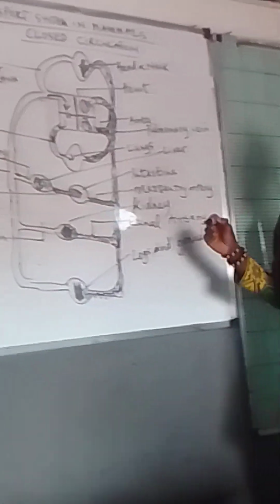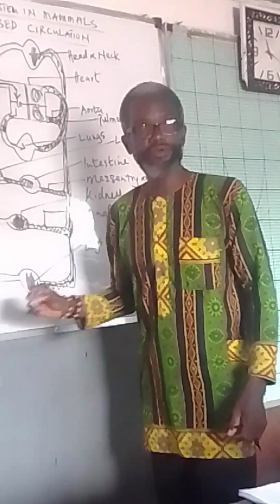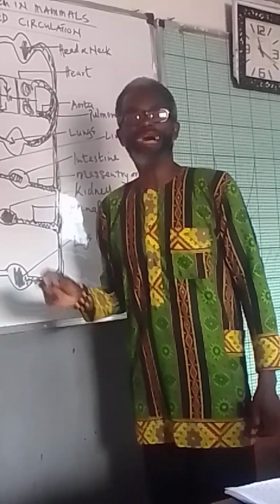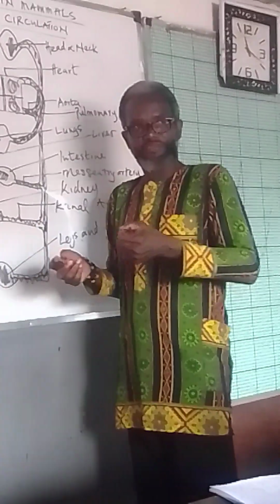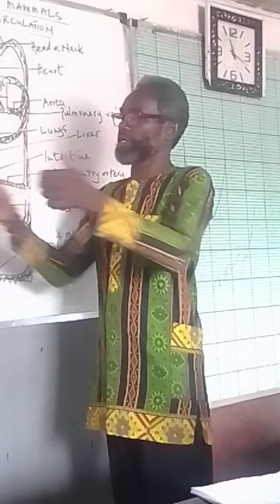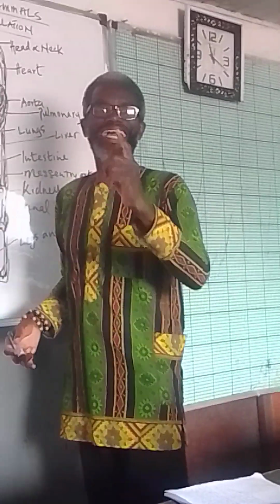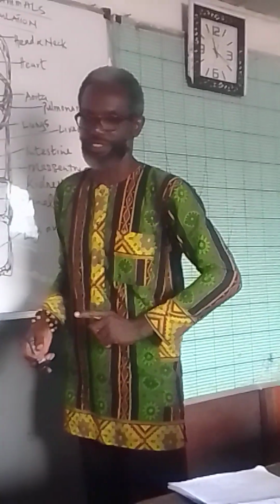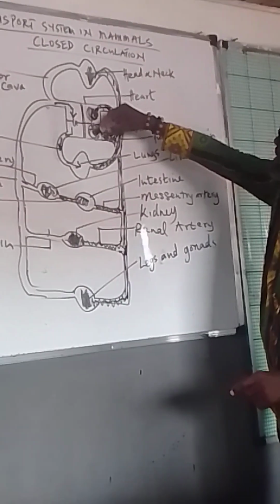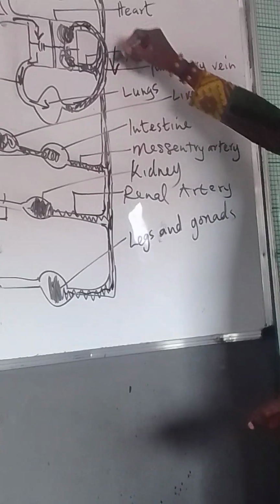You see, all veins return blood to the heart, while all arteries remove blood from the heart. All veins return blood to the heart. All arteries remove blood from the heart, except two veins and arteries. See it. All these are arteries. So they are taking blood away from the heart. Is it not? All these are arteries.